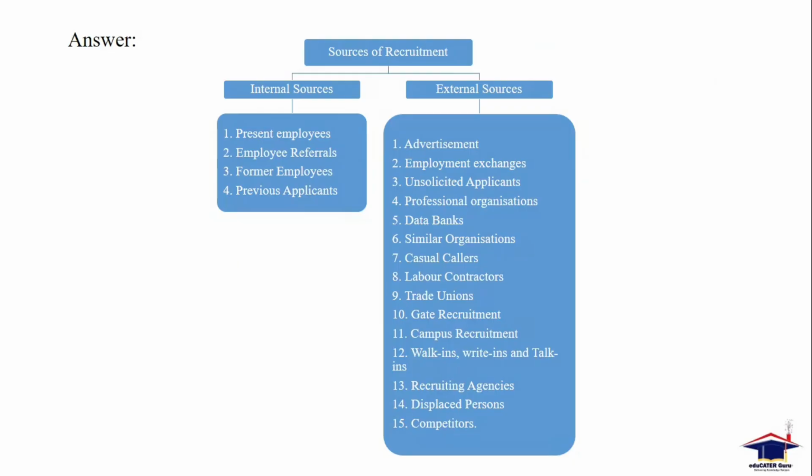four sources: present employees, employee referrals, former employees, and previous applicants. The external sources are advertisement, employment exchanges, unsolicited applicants, professional organizations, data banks, similar organizations, casual callers, labor contractors, trade unions, gate recruitment, campus recruitment, walk-ins, write-ins and talk-ins, recruitment agencies, displaced persons and competitors.